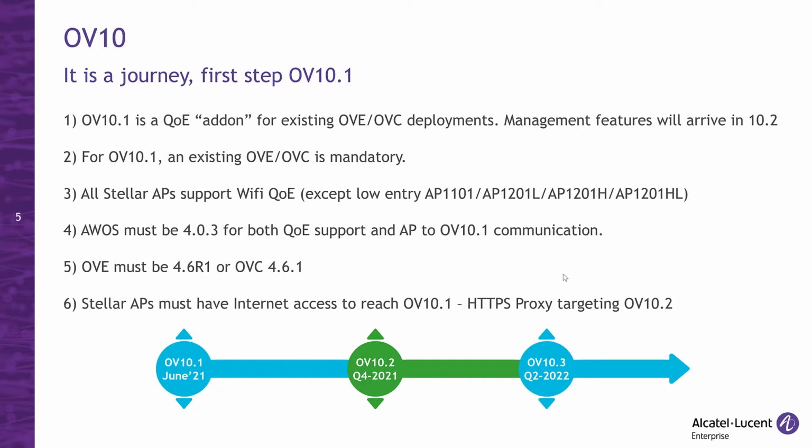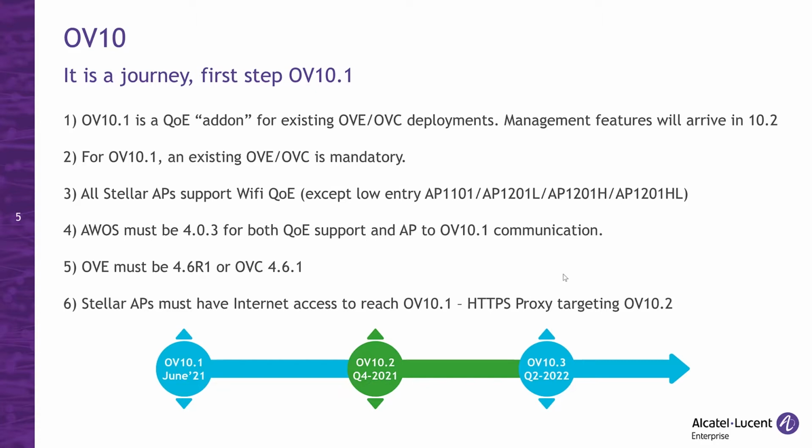All our APs support quality of experience, so they can be integrated easily into 10.1 or OV10 and future releases. The only exceptions are the low-entry APs, which are listed here. The Alcatel wireless operating system must be release 4.03 for supporting quality of experience and integration with OmniVista 10.1.